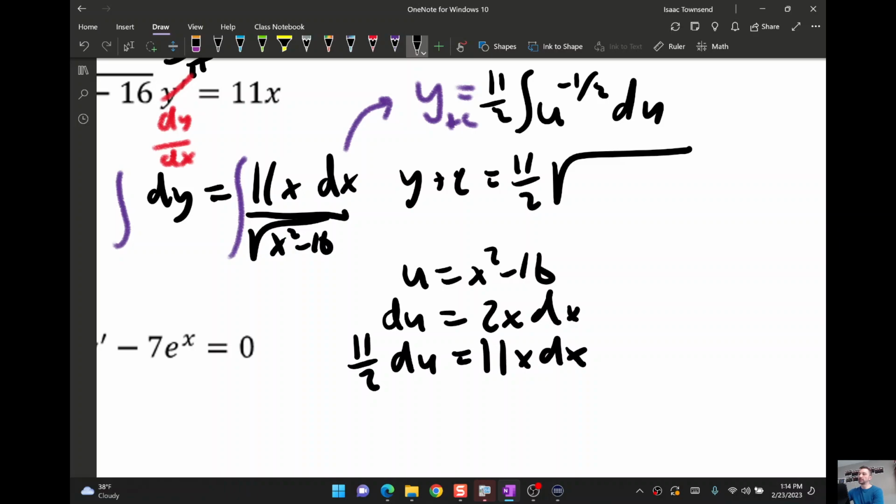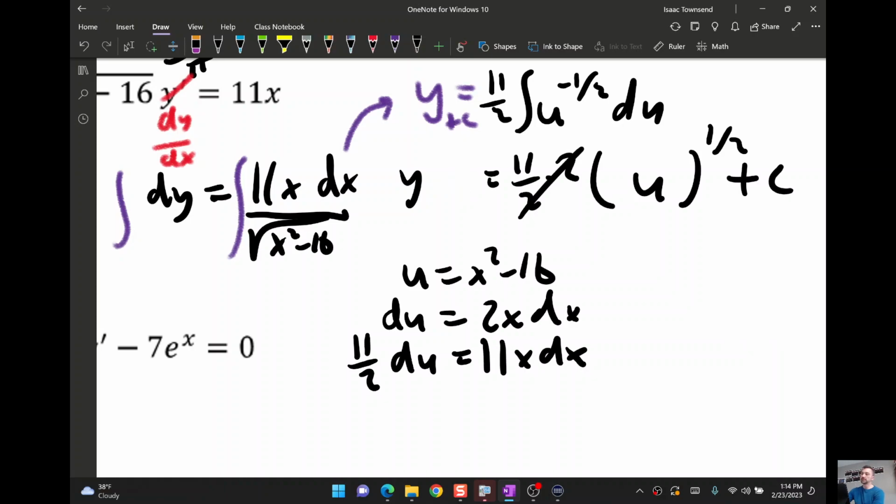And then raise the power by 1. Divide by the new power. Dividing by a half is the same as multiplying by 2, so those are going to cancel. I really just like to keep up with the plus c on the right, personally.